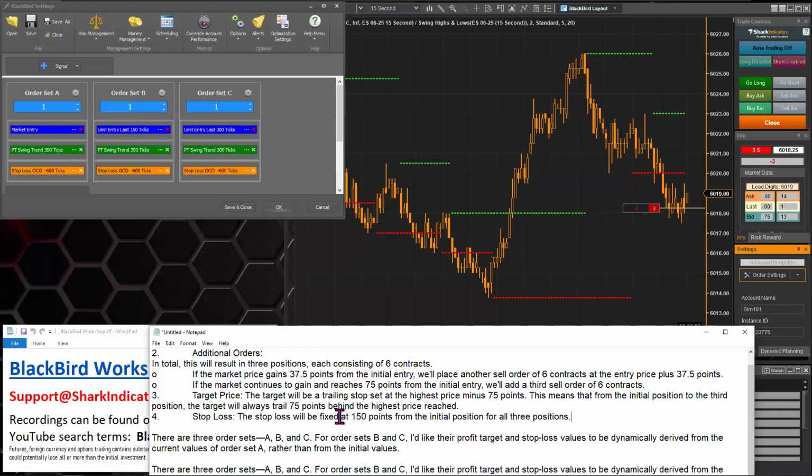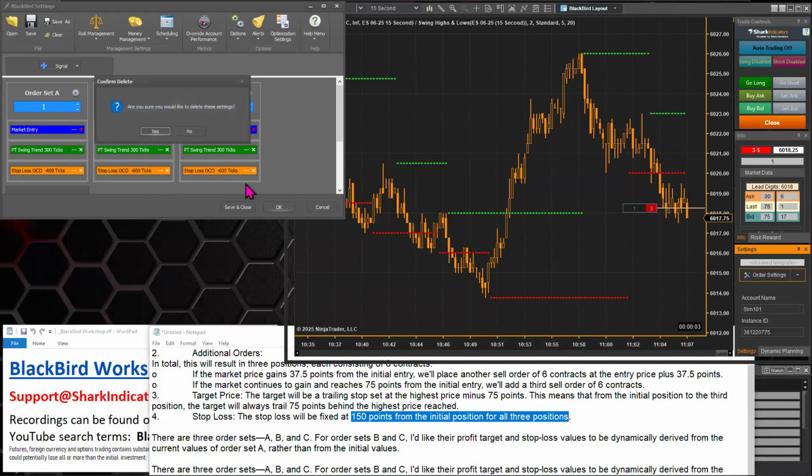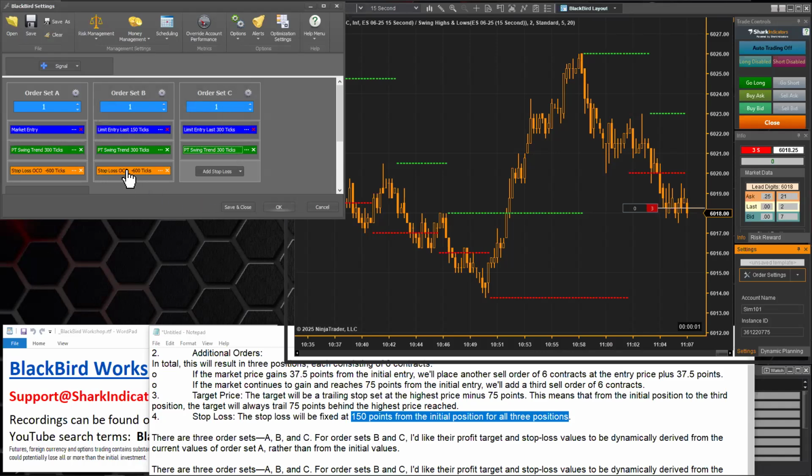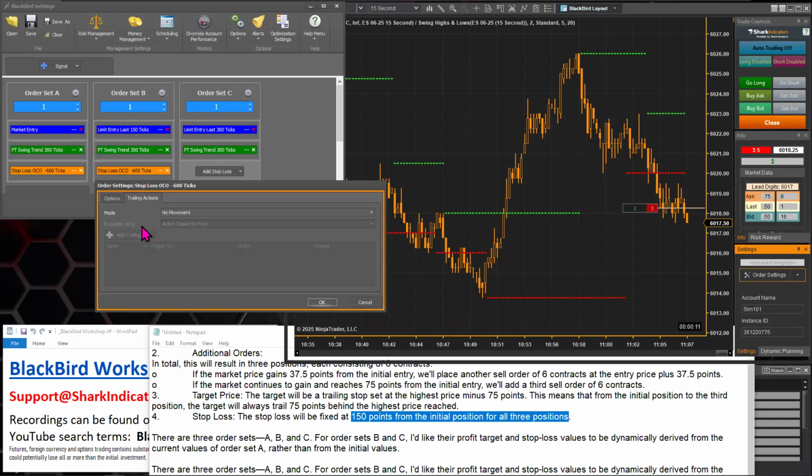Oh, here we go. Okay, so here's something. All the stop losses are to be fixed at 150 points from the initial entry price, for all three positions here. So actually, we're going to go in and make an adjustment. I'm going to delete C, and I'm going to modify the stop loss for B. For B, we want the stop loss to match whatever it is for A.